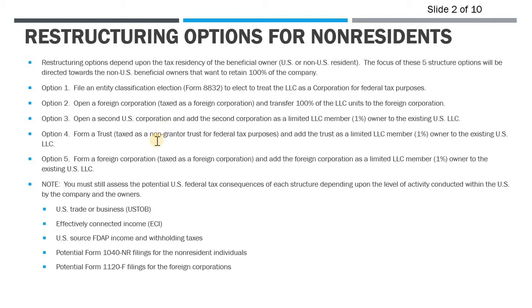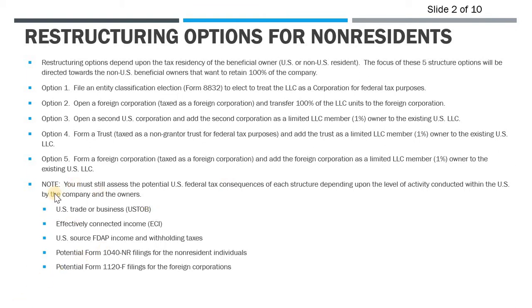This can be either a U.S. Domestic or a foreign trust. It has to be non-grantor for federal tax purposes. I'll talk about that a little later. And then you can add the trust as a limited LLC member to the existing U.S. LLC, which again creates the partnership structure. And then last but not least here, option 5, we're going to form a foreign corporation and add the foreign entity as a limited LLC member to the existing U.S. LLC, which will also create that partnership structure.